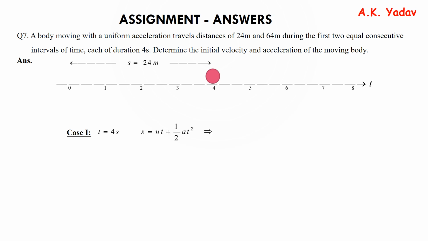S is equal to ut plus half at square. So 24 is equal to 4u plus half into a into 4 square. That gives u plus 2a is equal to 6. We name this as equation 1.